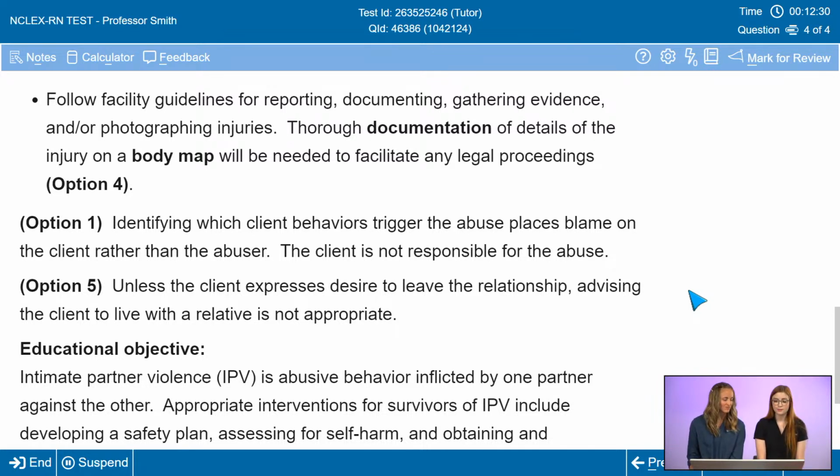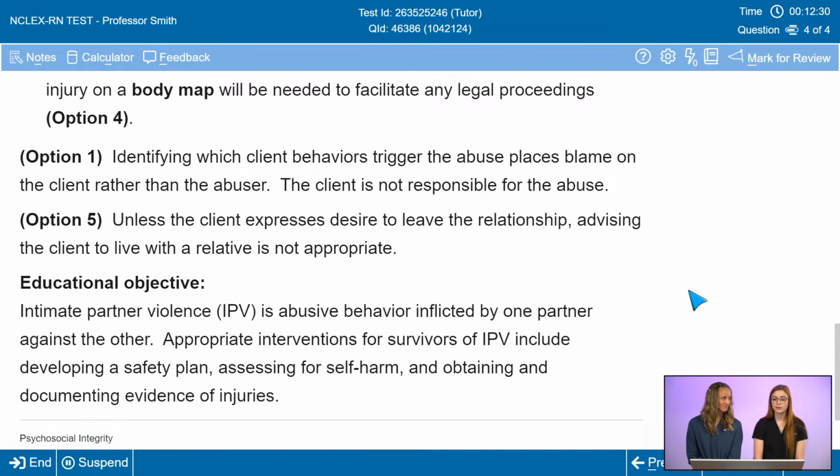And I think a helpful test-taking tip here, looking at options 1 and 5, is that any answer choice on a question that is going to put any blame or any wrongdoing onto the client is not going to be a correct answer. I don't think any of the time. We never want to blame a client, not just because it's incorrect, but also because it is just not therapeutic at all. And so we never will have a correct answer that is going to place the blame on the client in any way for abuse.